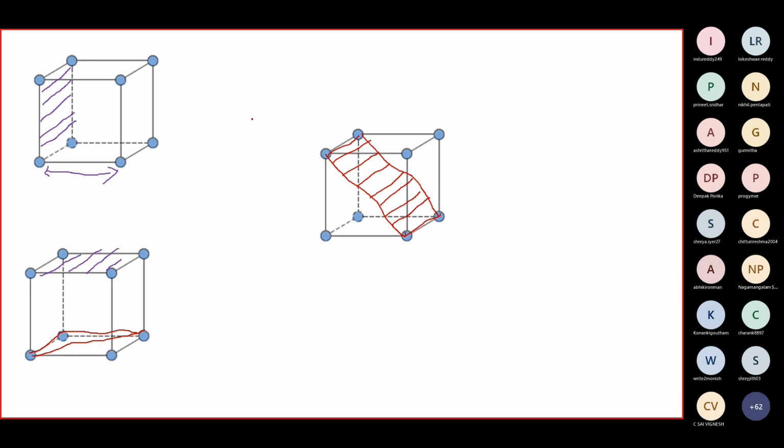Okay, so we have different planes representing the same crystal structure, and different planes have different characteristics. We assign different names for them depending on how they intersect with different basis vectors. So this we will discuss in the next class. Okay. Today, let's stop here.